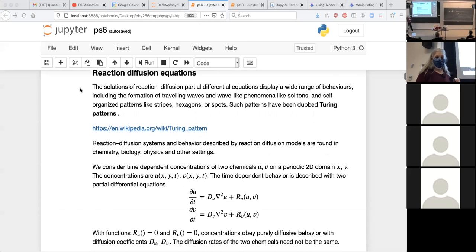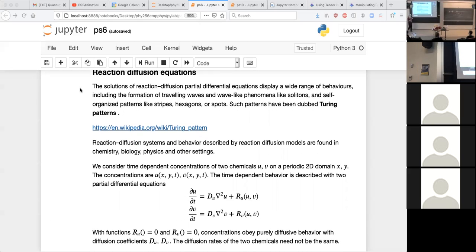So I'm going to talk about what Turing actually did. He looked at two concepts, two chemical species, and they can each have their own diffusion. We're going to be using two dimensions, though you could have diffusion in more than two dimensions. And then there are reaction rates, which depend on the concentrations. There are a bunch of different models for pattern formation.